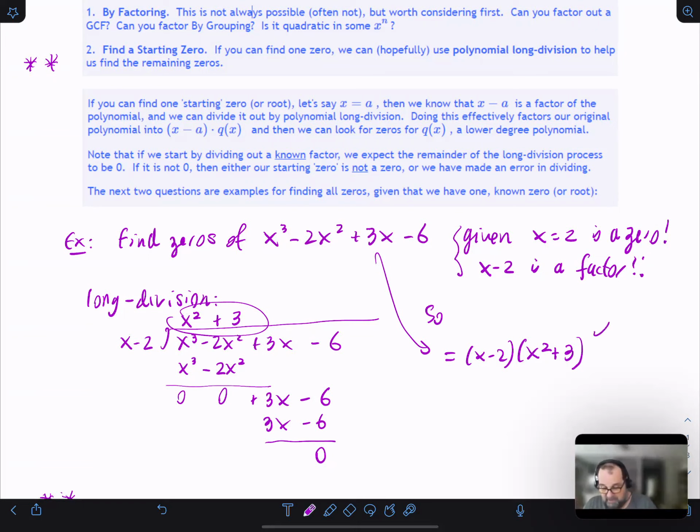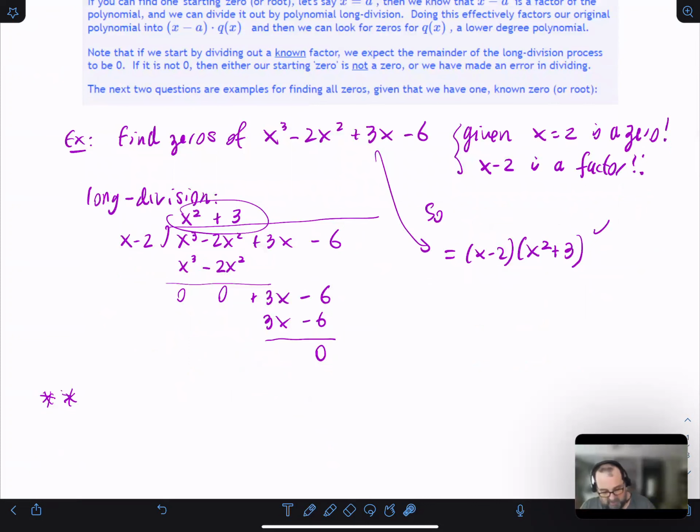Again, check this out, foil it back out again, and you can see that this indeed is correct. This, if you foil it out, gives you this back again. So now we are good. We can now look for our other roots. So we can look for the roots in x squared plus 3. X squared plus 3, if you set it equal to 0 and solve, we find the roots.